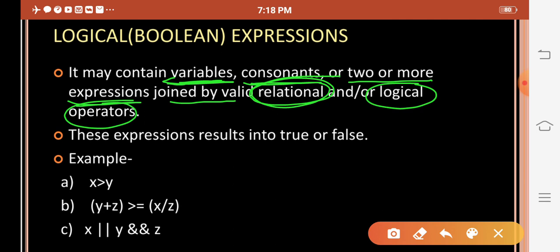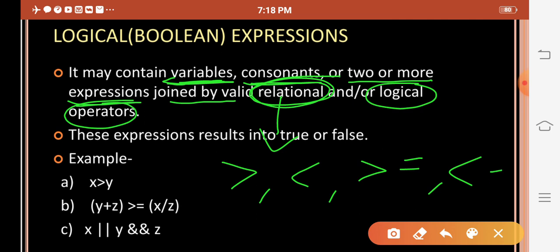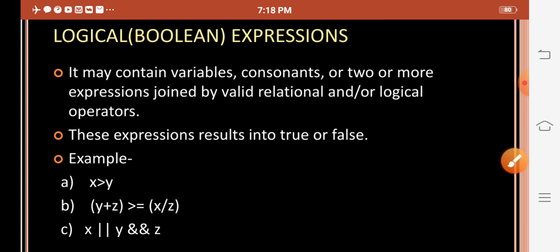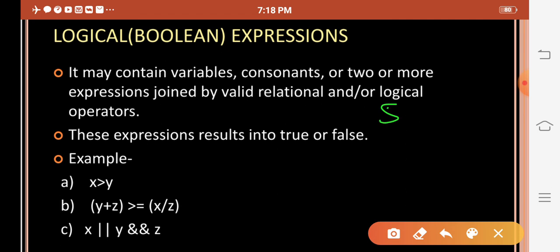And which type of operators? Relational and logical operators. Now relational operators are like greater than, less than, greater than equal to, less than equal to, double equal to and not equal to. These are relational operators. Correct? Now if I talk about logical operators, these are logical and, logical or, logical not. So three types of logical operators.